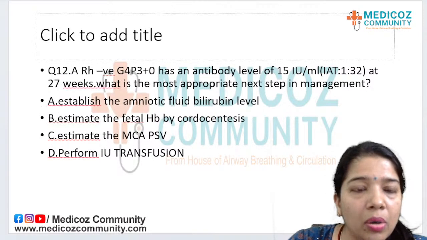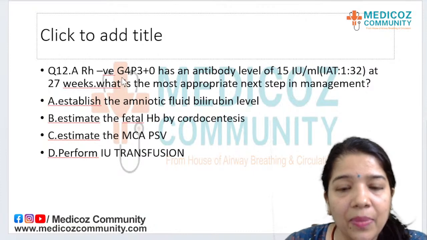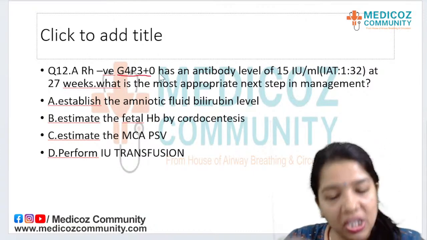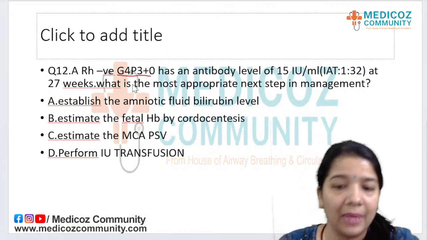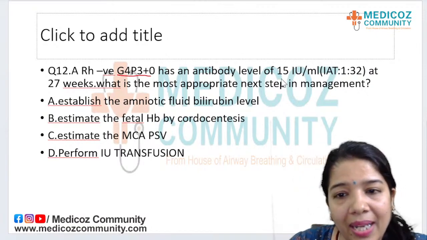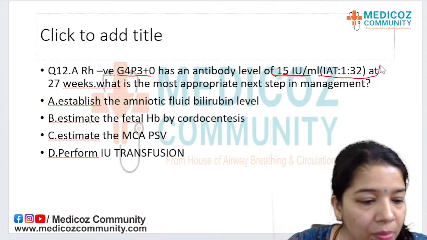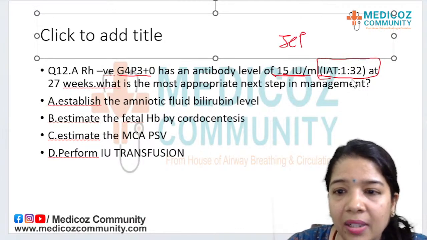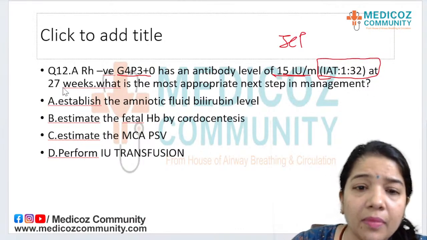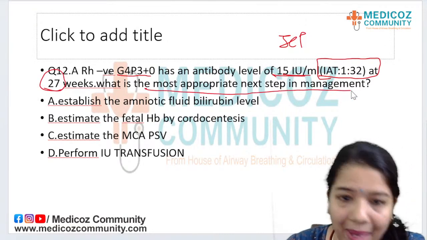Yeah. So next question is Rh negative pregnancy, G4P3. Okay, so she's pregnant right now. She previously had 3 pregnancies which crossed the period of viability. Her antibody level is 15 international units. And her indirect Coombs test was done, which is showing a ratio of 1:32 at 27 weeks. What is the most appropriate next step in management?